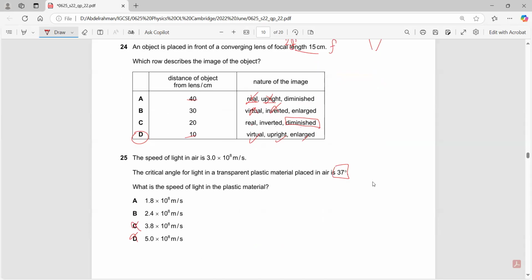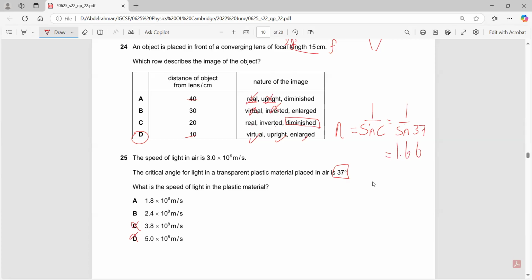Critical angle is 37. Can I find the speed? Yes, first of all, using the critical angle, I need to find a very important number, which is the refractive index. n equals 1 over sin C. So 1 over sin 37, which is 1.66. So the refractive index is 1.66.